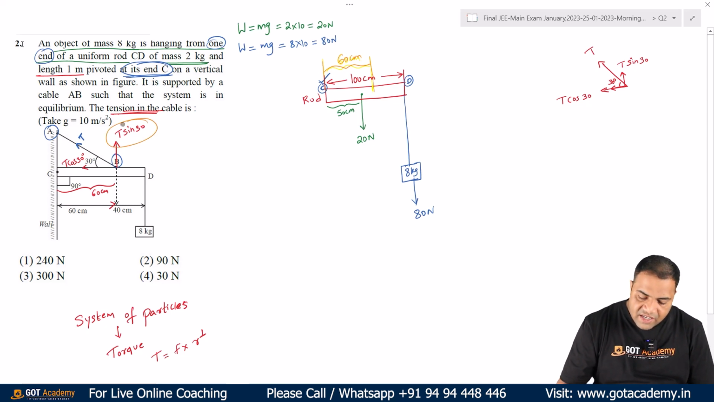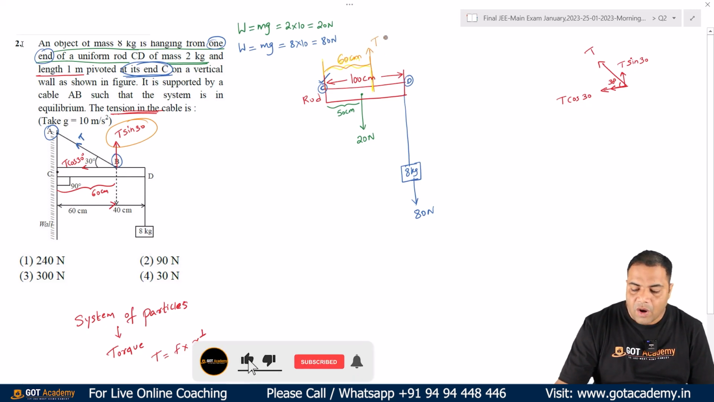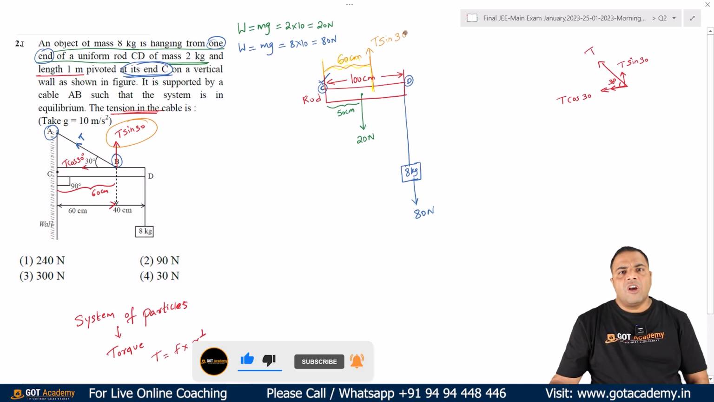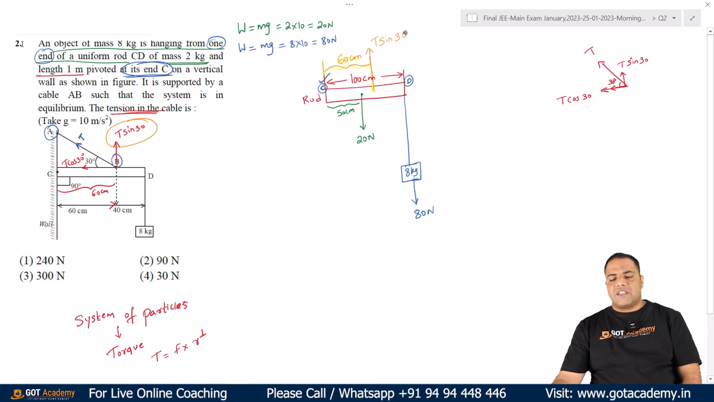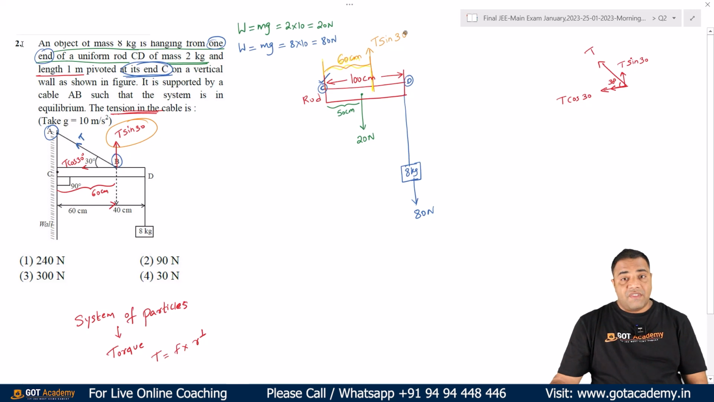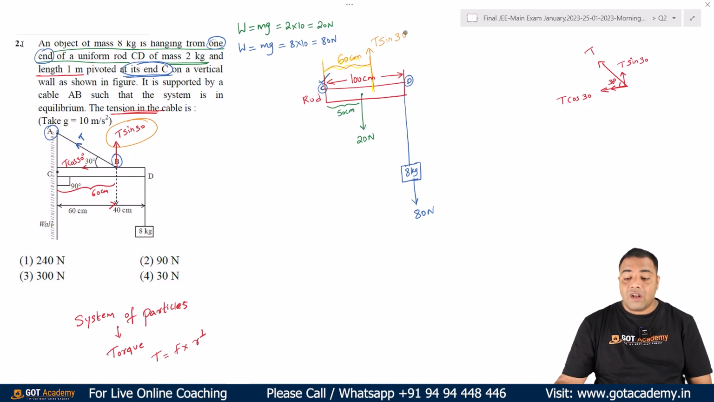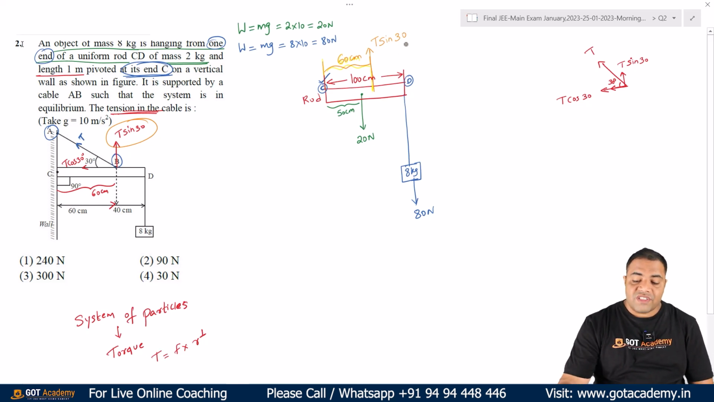So this T sine 30 is acting in the upward direction. So here I have to take this component of tension in the upward direction. Look, my dear children, now we are having three forces. One is T sine 30, another one is 20 Newton, another one is 80 Newton. So now you have to form the torque equation because of these three forces. What is the form of a torque? Force into perpendicular distance.